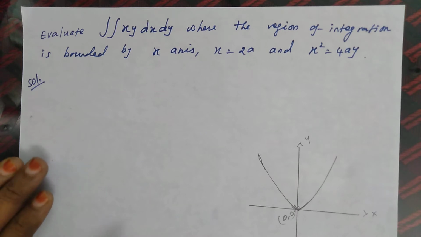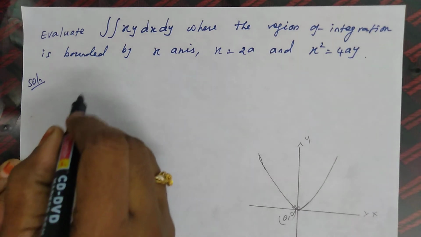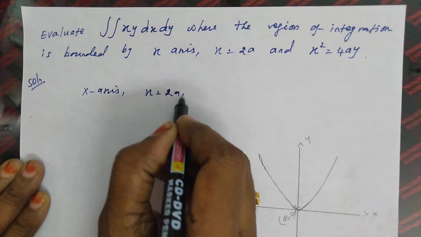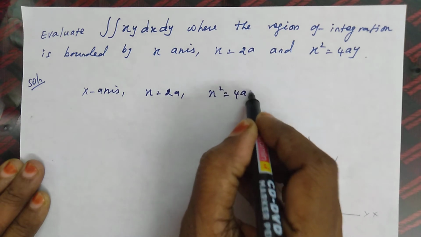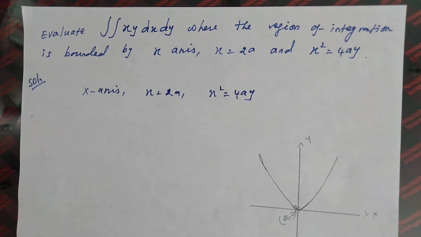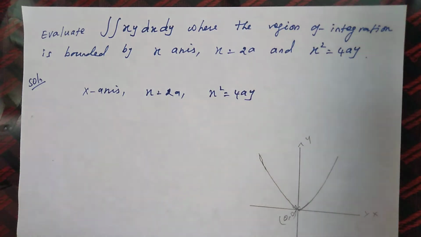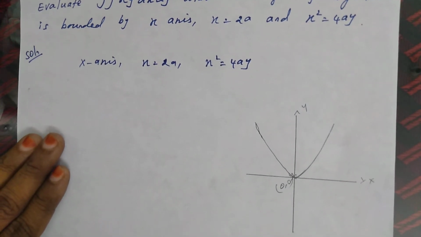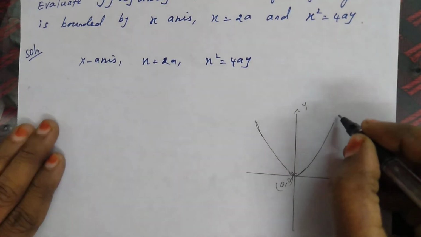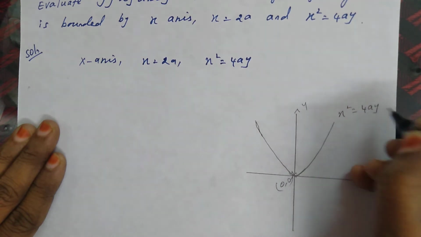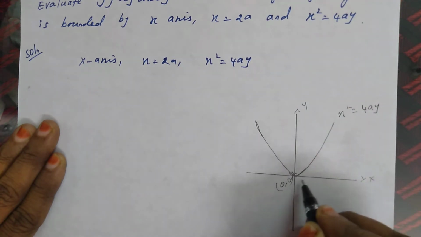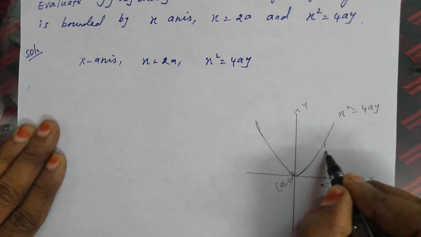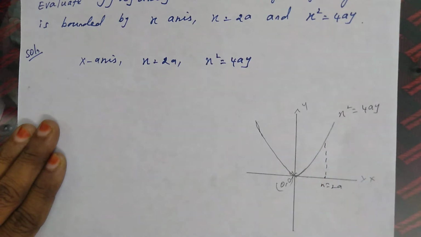The region of integration is bounded by the x-axis, x equal to 2a, and x square equal to 4ay. So these are the curves bounding the region of integration. If we take the x-axis and y-axis, look at the diagram. X square equal to 4ay is a parabola, and x is equal to 2a. If I take a and 2a, x is equal to 2a at this point.